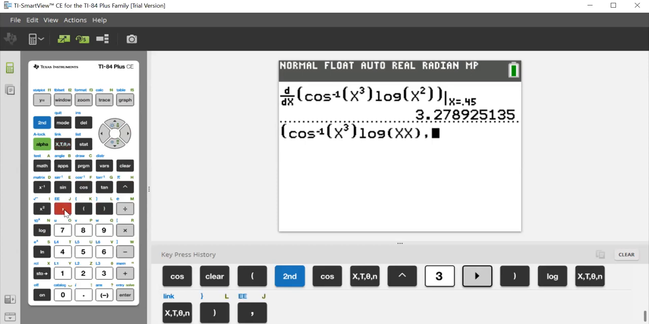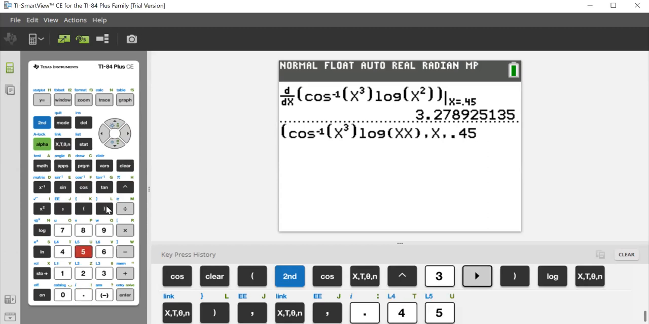And then you're going to type a comma. Then you're going to type an x. Then you're going to type another comma. Then you're going to type the 0.45 that you want. Close your parentheses and hit enter. And for those of you that just have the nDeriv come up, that should give you the same derivative value. Does that work?